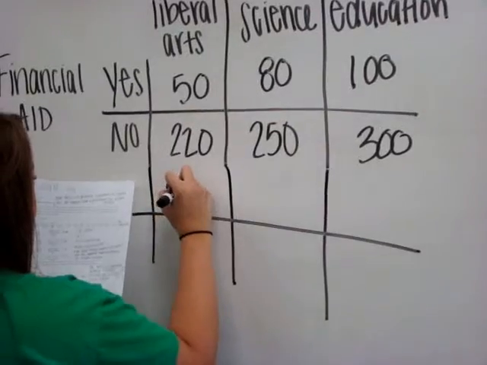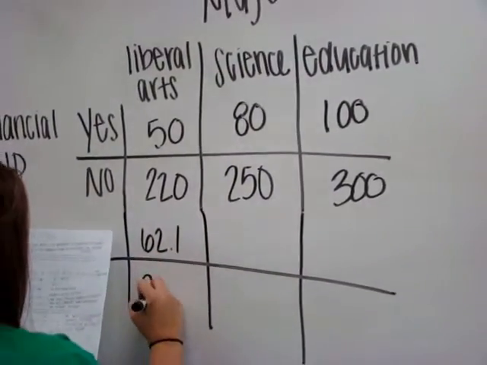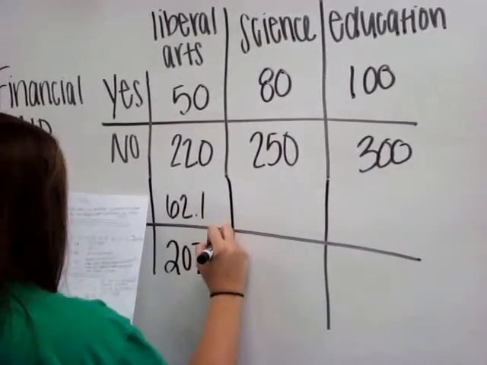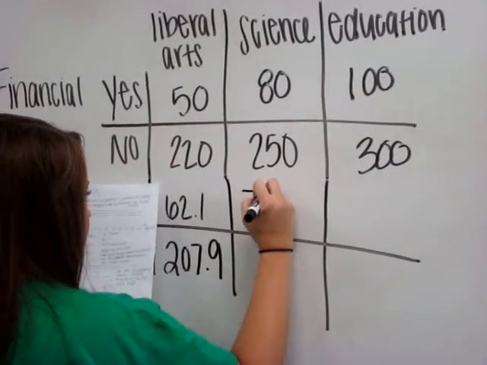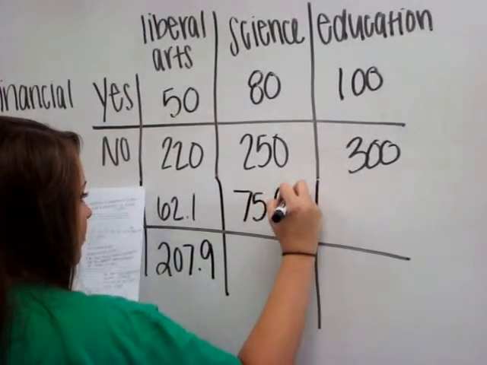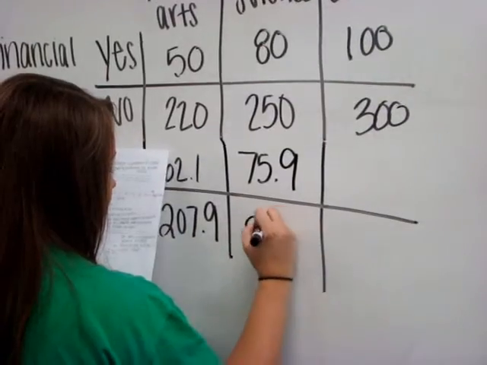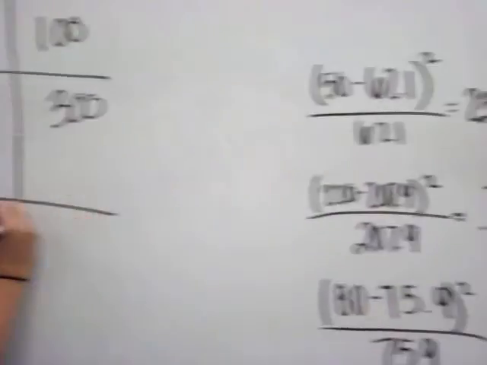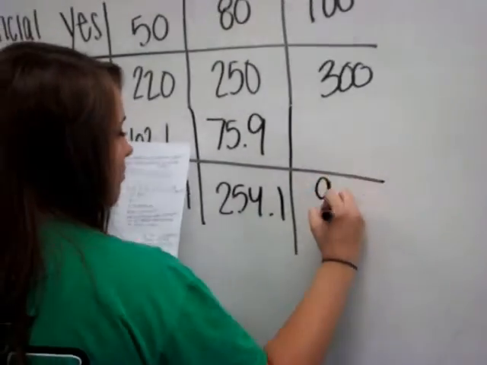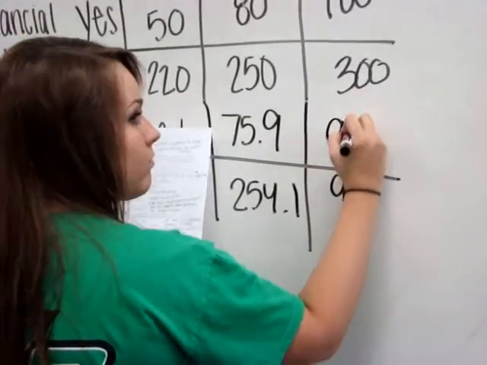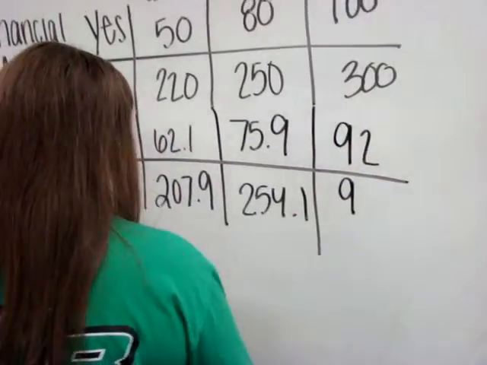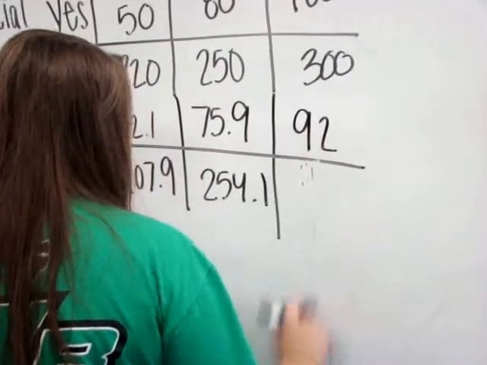Since the total of liberal arts majors is 270, we will multiply 270 by 0.23. This gives our number for the people that did receive financial aid, 62.1. Then subtract 62.1 from the total, which is 270, to calculate the liberal arts majors that are expected not to receive financial aid. Continue this process for science and education majors.